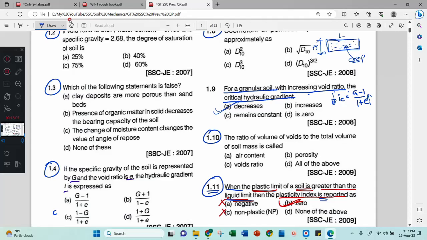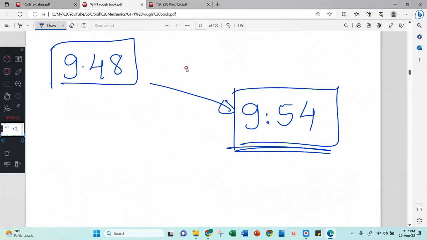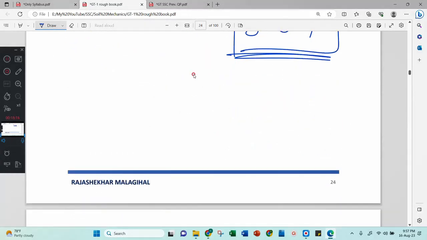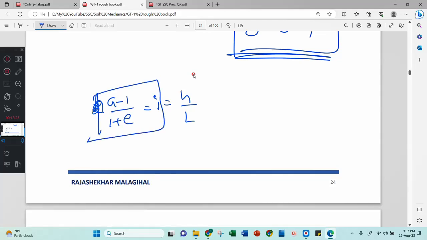Hydraulic gradient is constant. No, that I will explain you like this. Look here. Hydraulic gradient, that is I equal to H by L. Correct? Then we have I critical equal to (G minus 1) by (1 plus e). Two equations we have. This equation depends on height and length. For this, I can consider critical height and critical length. These two are constant, therefore I is constant. But this IC can be varied by varying the specific gravity.